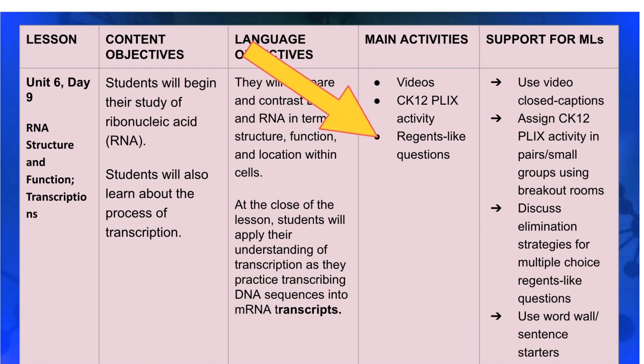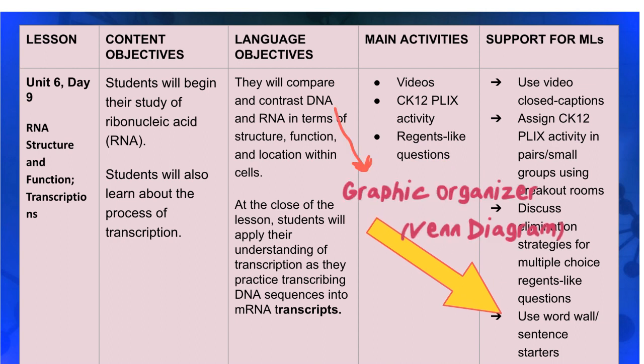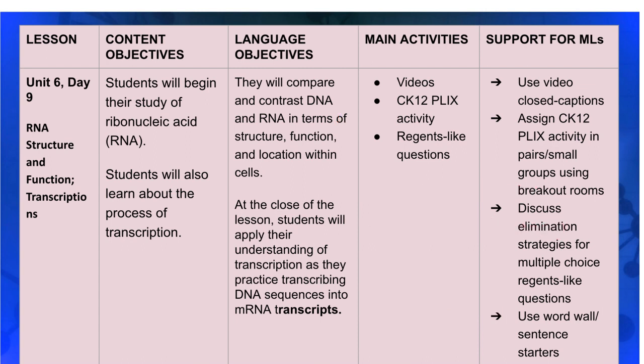Some suggestions to support your multilingual learners are to use closed captions, and to assign the CK12 PLIX activity in pairs or small groups using breakout rooms, if you're teaching online. Of course, discuss elimination strategies for multiple choice Regents-like questions and use the word wall and sentence starters. And of course, you can always direct your students to use the word wall that you create in Padlet and also the list of cognates that you may have designed for your students.